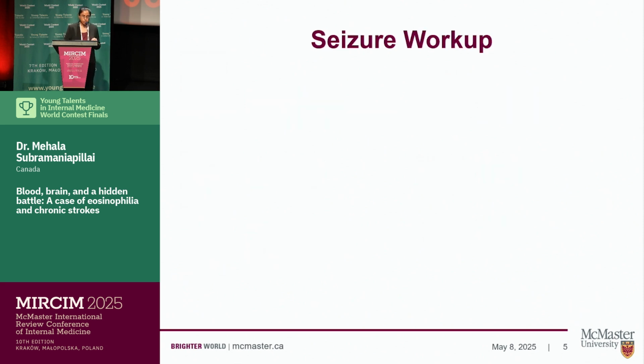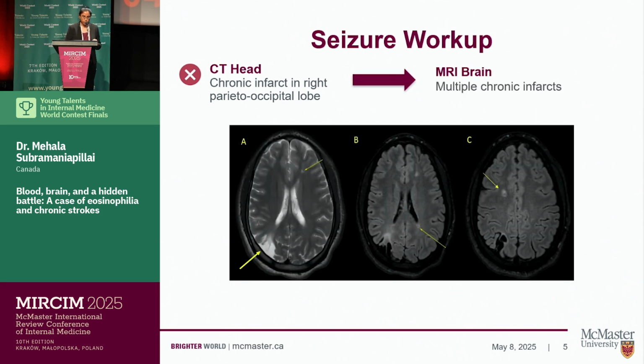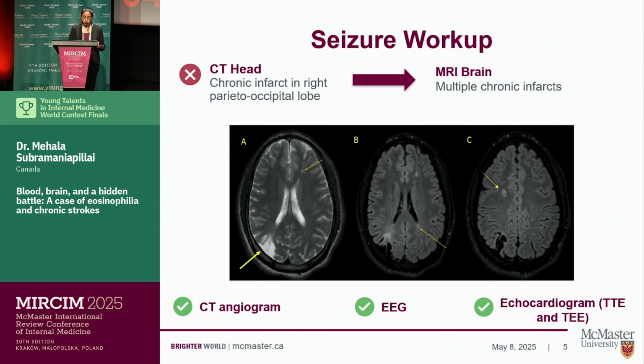So we started with an initial non-contrast CT head, which revealed something interesting: a chronic infarct in his right lobe. A subsequent MRI confirmed multiple embolic infarcts, suggestive of an embolic pattern. But what about a CT angiogram? Completely normal vessels. An EEG? No seizure-like activities. An echo? Both transthoracic and transesophageal, completely normal. So we're possibly looking at chronic embolic strokes, but no obvious source.